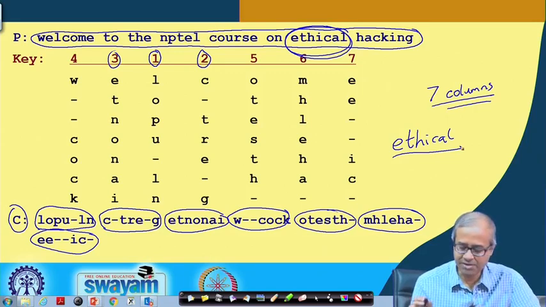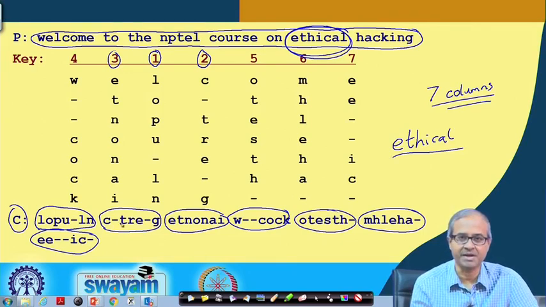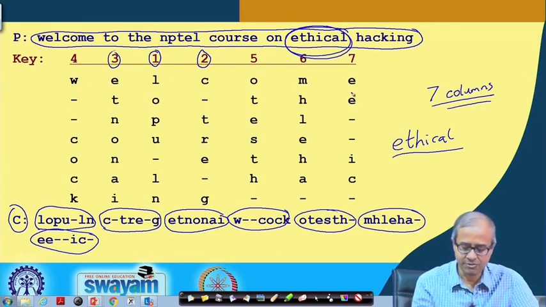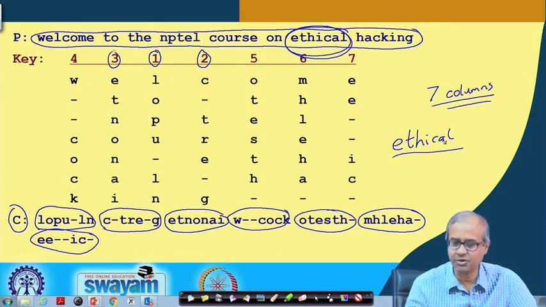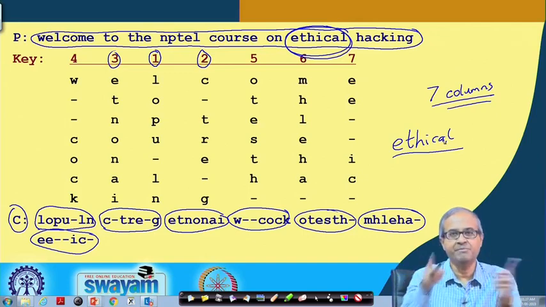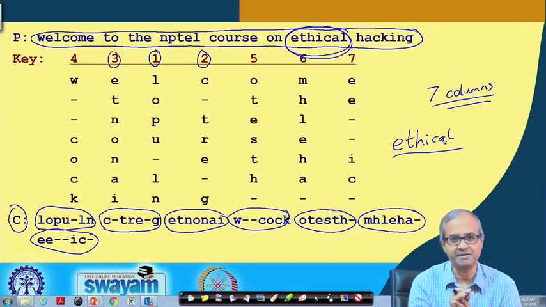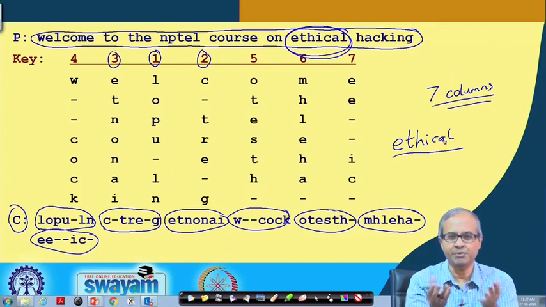Now, here we will try to find out how these E, T, H, I, C, A, L letters are coming. They will be coming with some gaps. Here I have 7 columns, so they should come with a gap of 7. So, you will have to see whether these letters are all coming in gaps of 7, but their orders are slightly different.